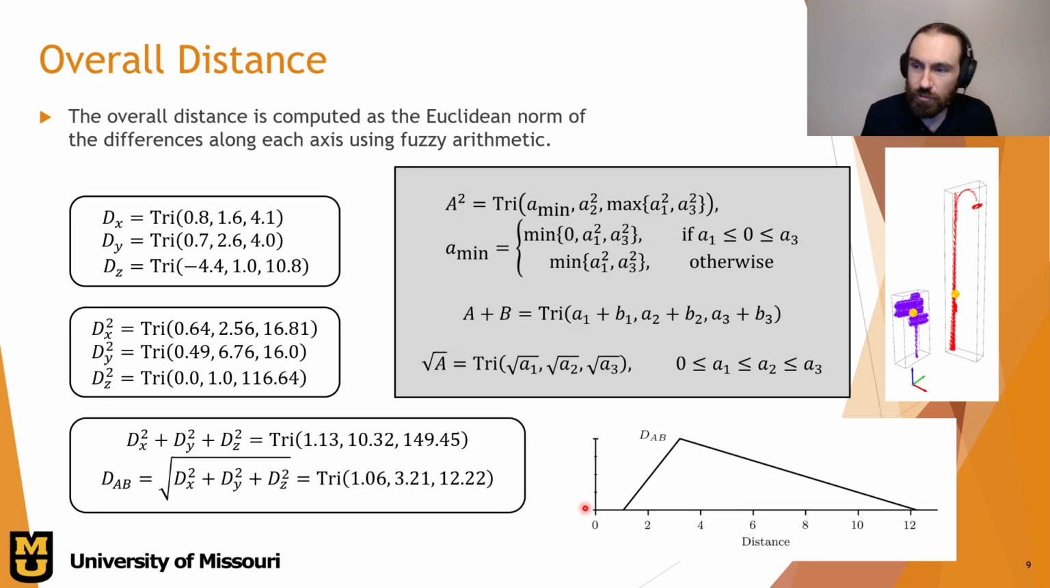So now, once we have that, we can compute an overall distance just by using the Euclidean norm. So we square each dimension, add them together, and then take the square root. And that gives us an overall distance triangular fuzzy number, where the minimum value here represents the minimum possible distance between these two objects. The maximum value represents the maximum distance from one corner to another, and then the peak value is the distance between the centroids.